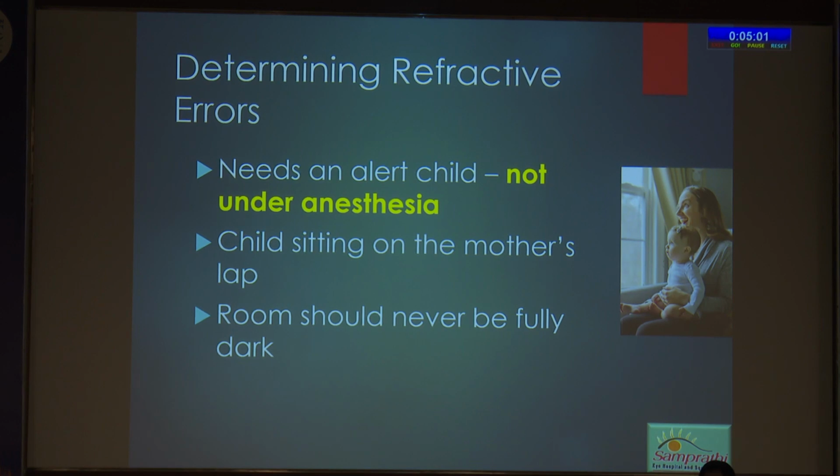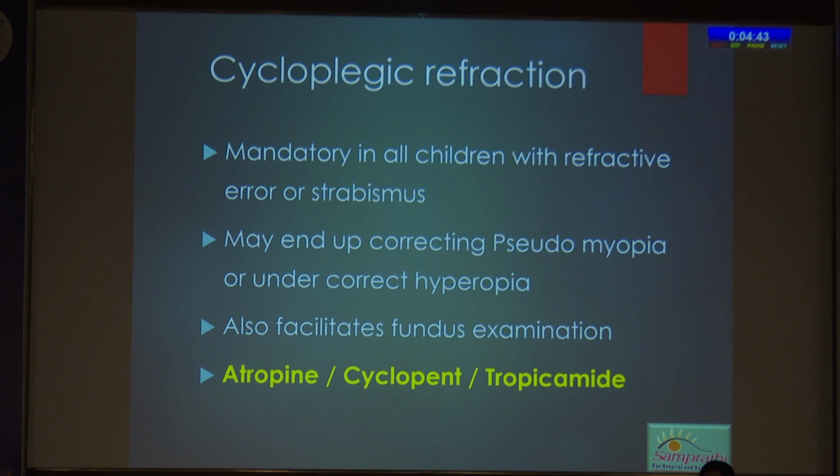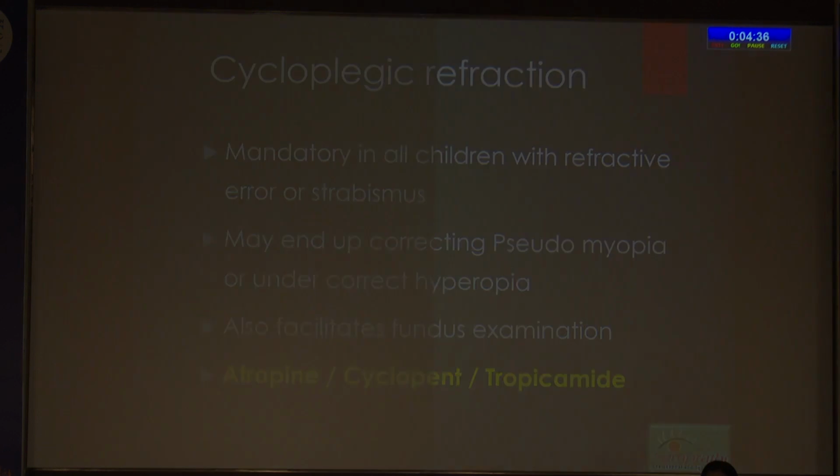Determining the refractive errors needs an alert child because often we see refraction under anesthesia. That is actually the last resort, used only if you're not able to get a refraction, because if you're refracting an alert child, you're refracting the fovea, otherwise you may refract some other part of the retina. These are very useful pediatric trial frames and trial racks for the refraction, and as we all know, the importance of cycloplegic refraction cannot be undermined.